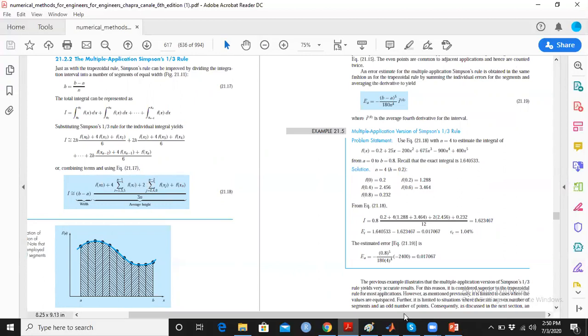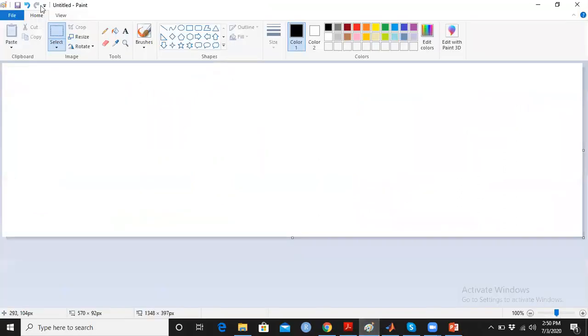If you write this in expanded form, you will see that it is very easy. For example, let us say that we have n equal to 4. So you will have b minus a divided by 3n, where n is the number of intervals. I can apply Simpson's one-third rule. Why? Because n is even.